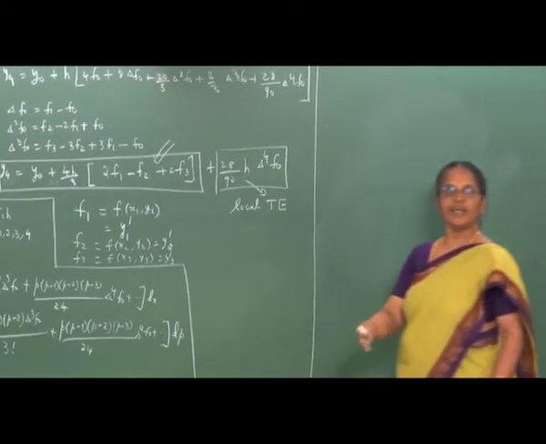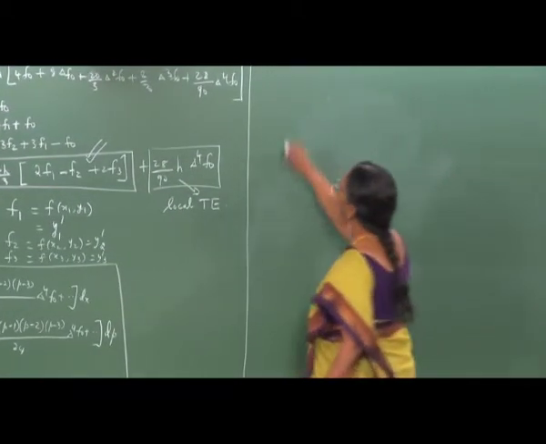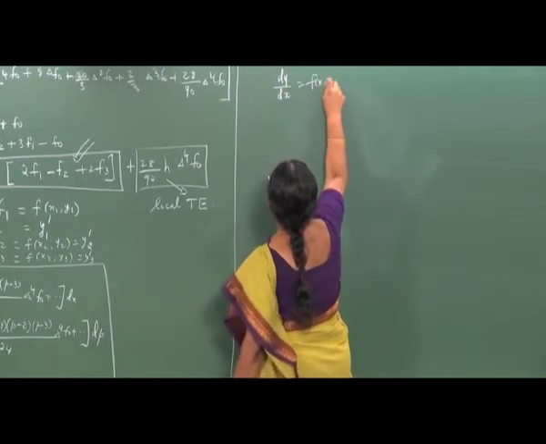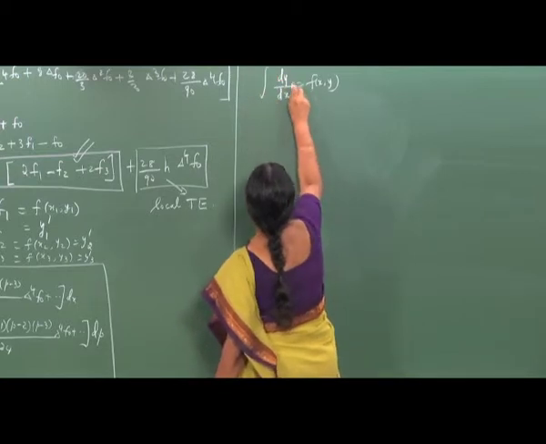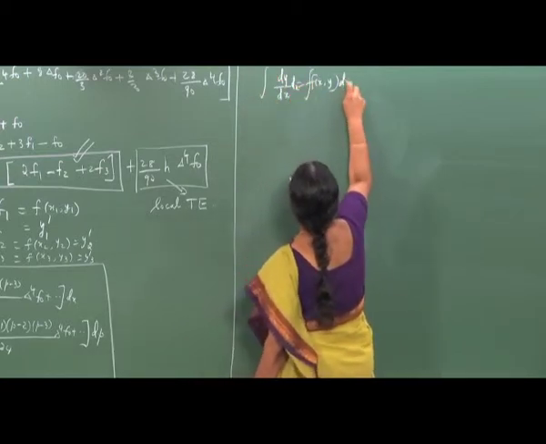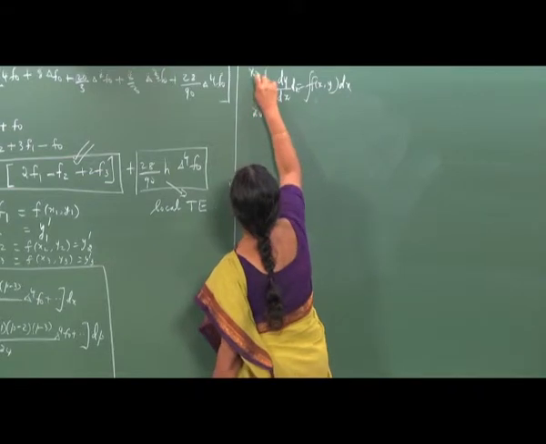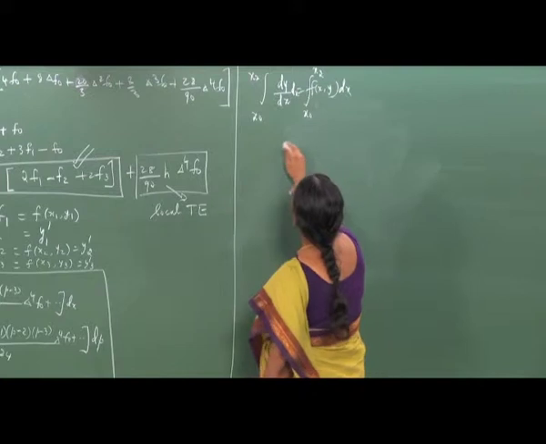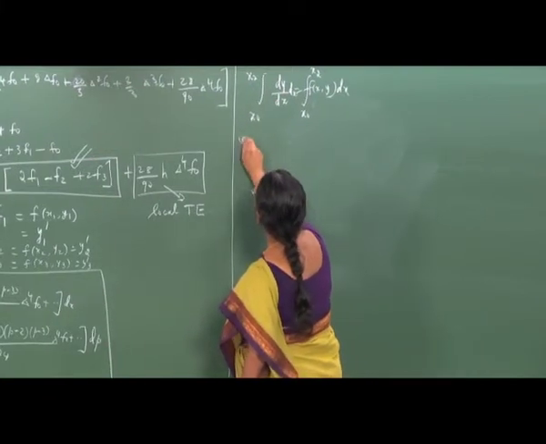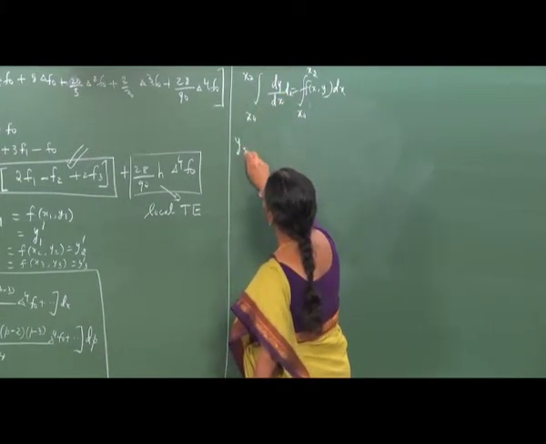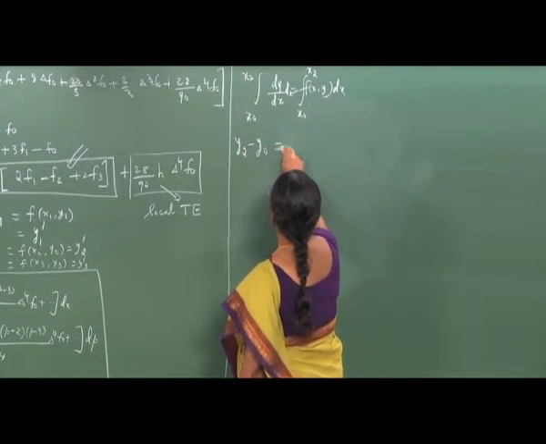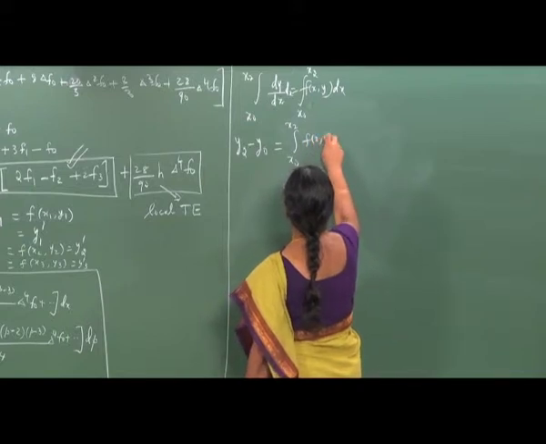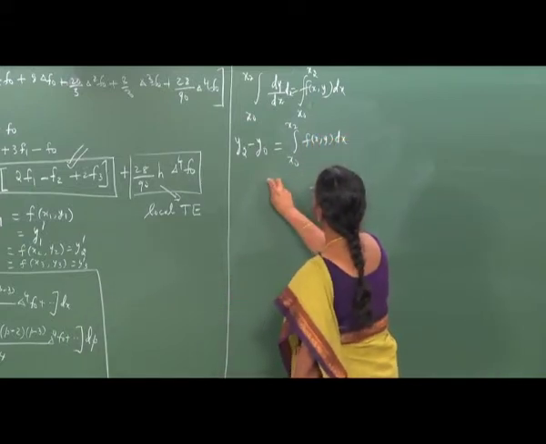So, we now derive another multi-step method. To do that, we integrate dy by dx is equal to f of x comma y with respect to x between say x0 and x2, and this will give you y between x0 and x2. So, it is y2 minus y0, and that is equal to integral x0 to x2 f of x comma y dx.